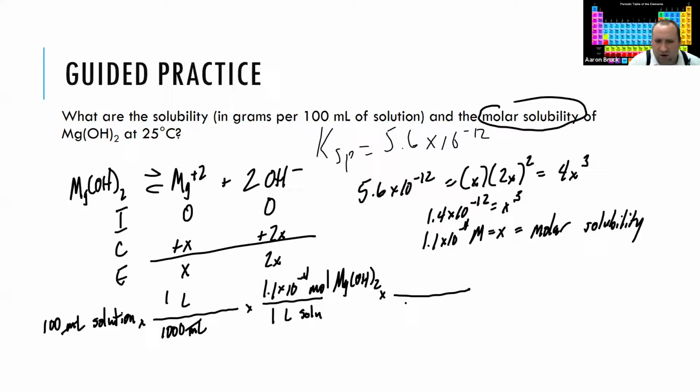Last step is to go from moles of magnesium hydroxide into grams. So I need the periodic table again. Magnesium is 24.31. Oxygen is 16, and there are 2 of them. Hydrogen is 1.01, and there are 2 of them. 58.33 is the total there. So 100 times 1.1 times 10 to the negative fourth times 58.33 divided by 1,000.